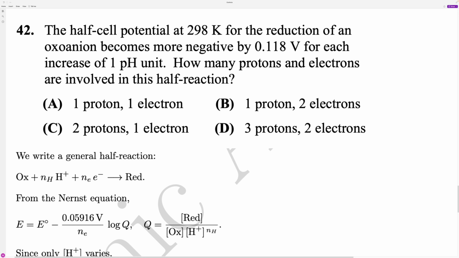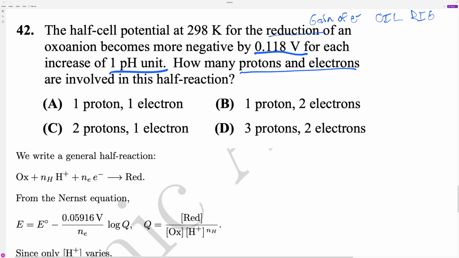But you can see here we have a reduction of the oxo anion. So that's going to be a gain of e- electrons because of OIL RIG. Reduction is gain of electrons. And we can break down this question more to try to write a general reaction. We can see that we have an increase of 1 pH unit. It's like saying that the half cell potential is becoming more negative by this amount, but we don't need to worry about that for now. We just need to worry about this 1 pH unit thing.